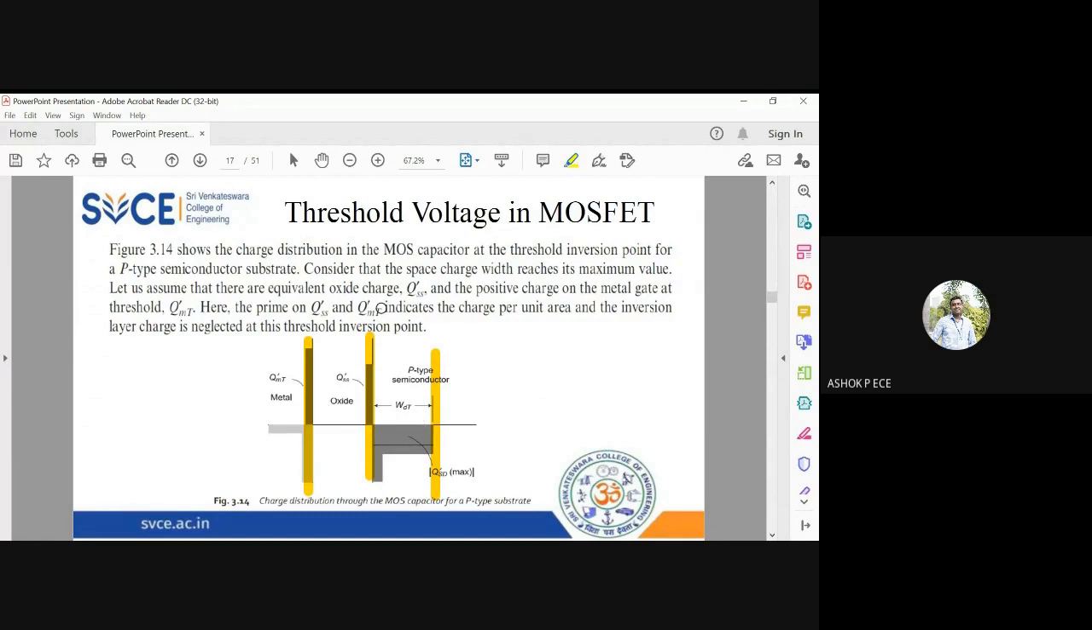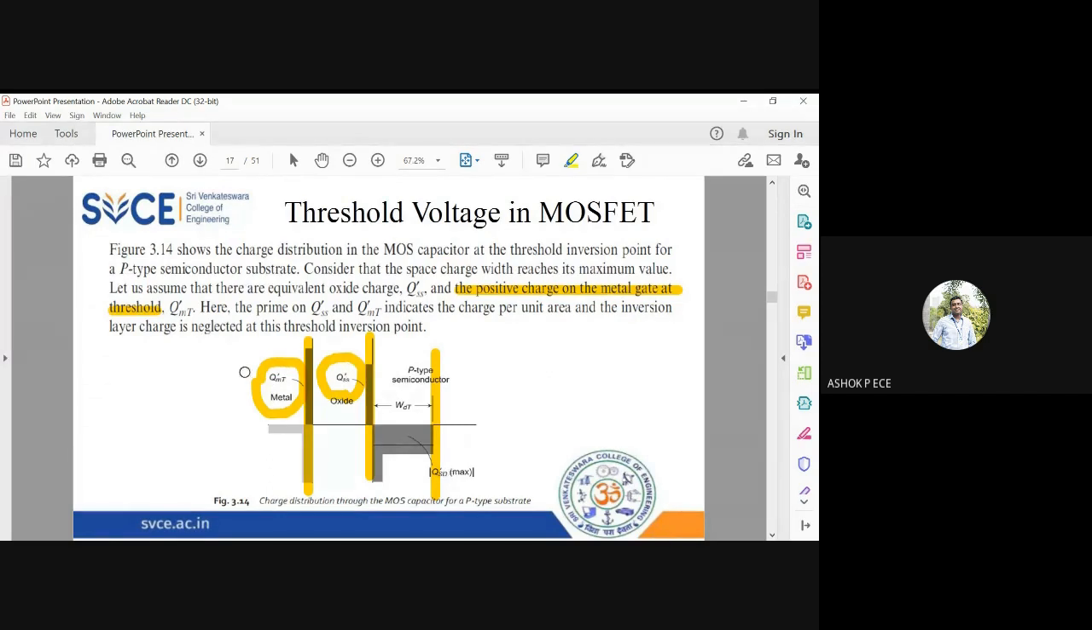Q M dash T is the charge on the metal side. Q SS dash is the charge in the oxide side, and Q SD dash max is the positive charge between the source and drain terminal. It is maximum because the depletion layer width is going to be maximum. All these are the notations I am going to use. QSS dash is the equivalent oxide charge. QM dash T is the positive charge on the metal gate at threshold. The dash indicates all are considered at threshold.